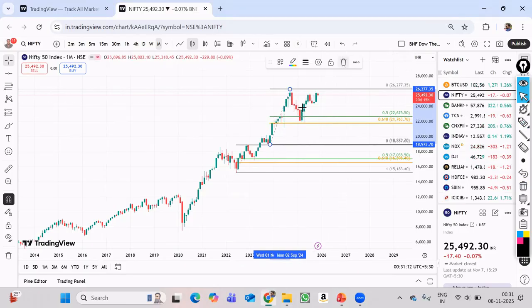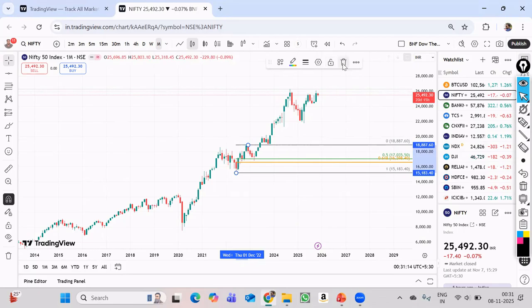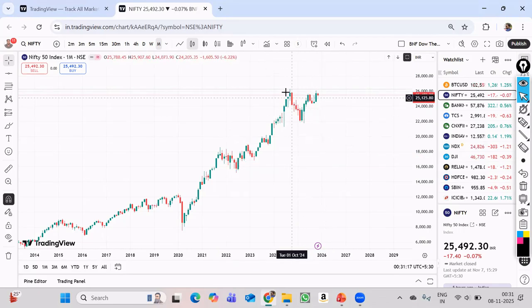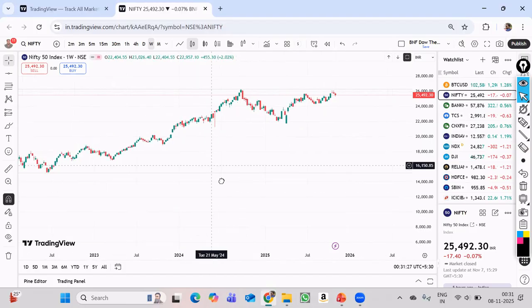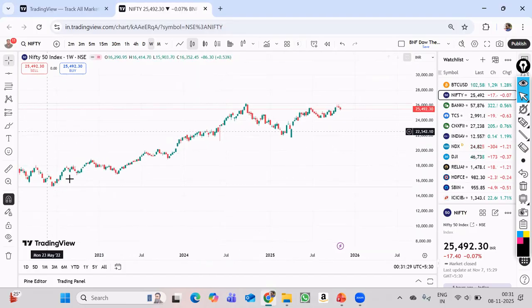So now let's remove them. So we have looked at the monthly chart. The monthly chart of Nifty looks very bullish. And now let's look at the weekly chart. See, this is my weekly chart. So if you look at this chart, what do you see? The first thing is market is bullish.